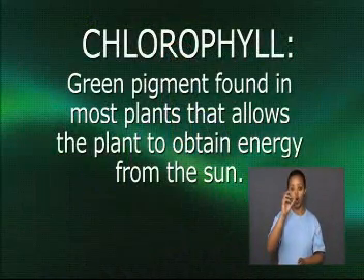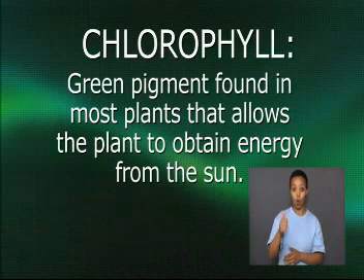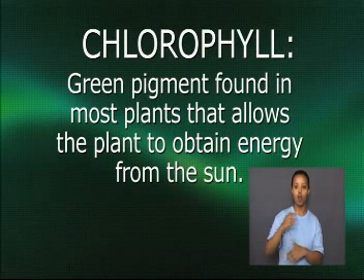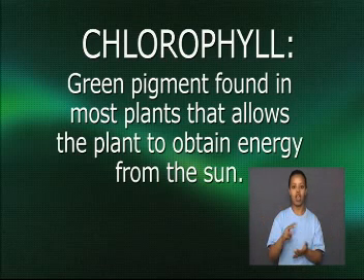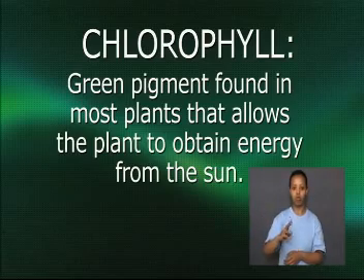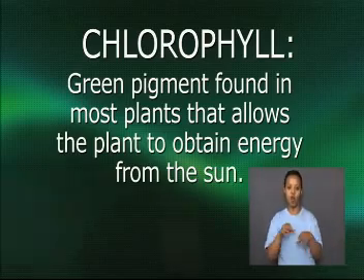Chlorophyll is a green pigment found in almost all plants. It is an extremely important molecule, which allows plants to absorb energy from the sun. If this is similar to your answer, then you are correct. Well done. Let us continue on with the lesson.